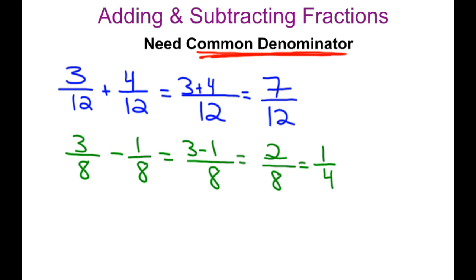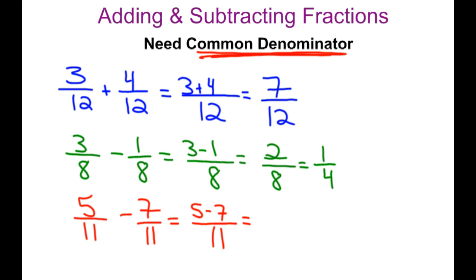One last example. Let's take 5 over 11 and let's subtract 7 over 11. So again, as long as we have a common denominator, we bring the denominator along and we simply perform the operation in the numerator. 5 minus 7 is negative 2, and so our answer would be negative 2 over 11.